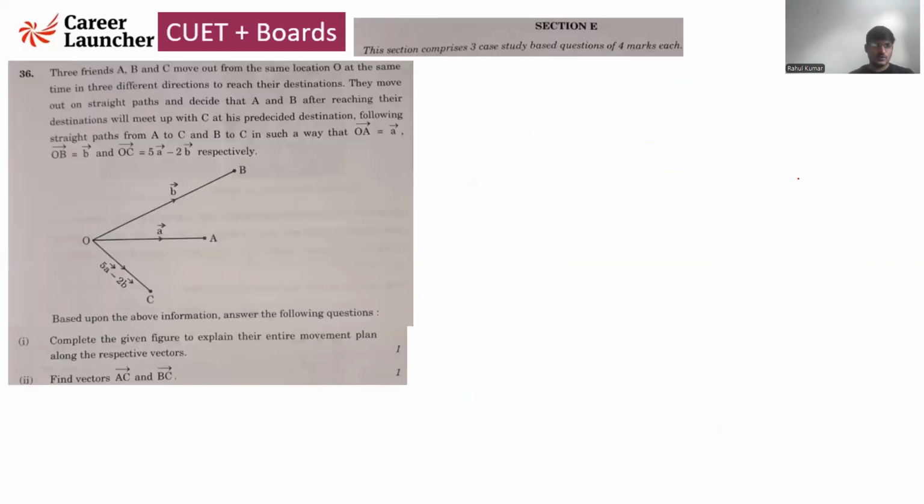Now we have a case study. So we have a total of 3 case studies. Each case study will give you 4 marks.